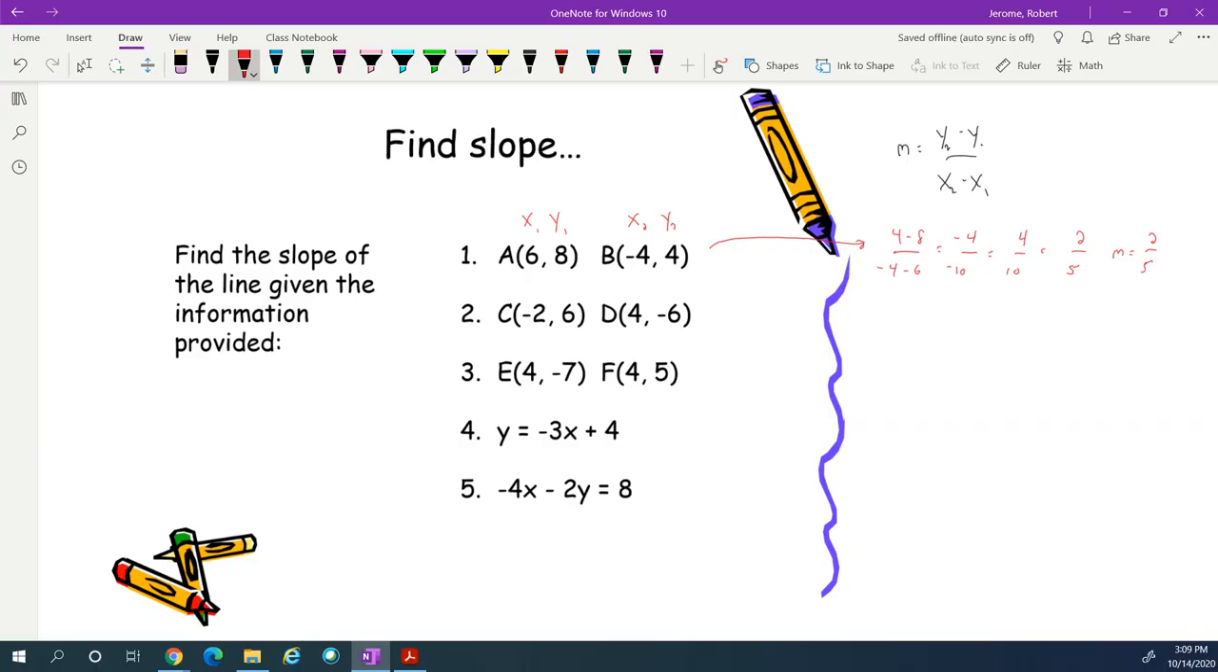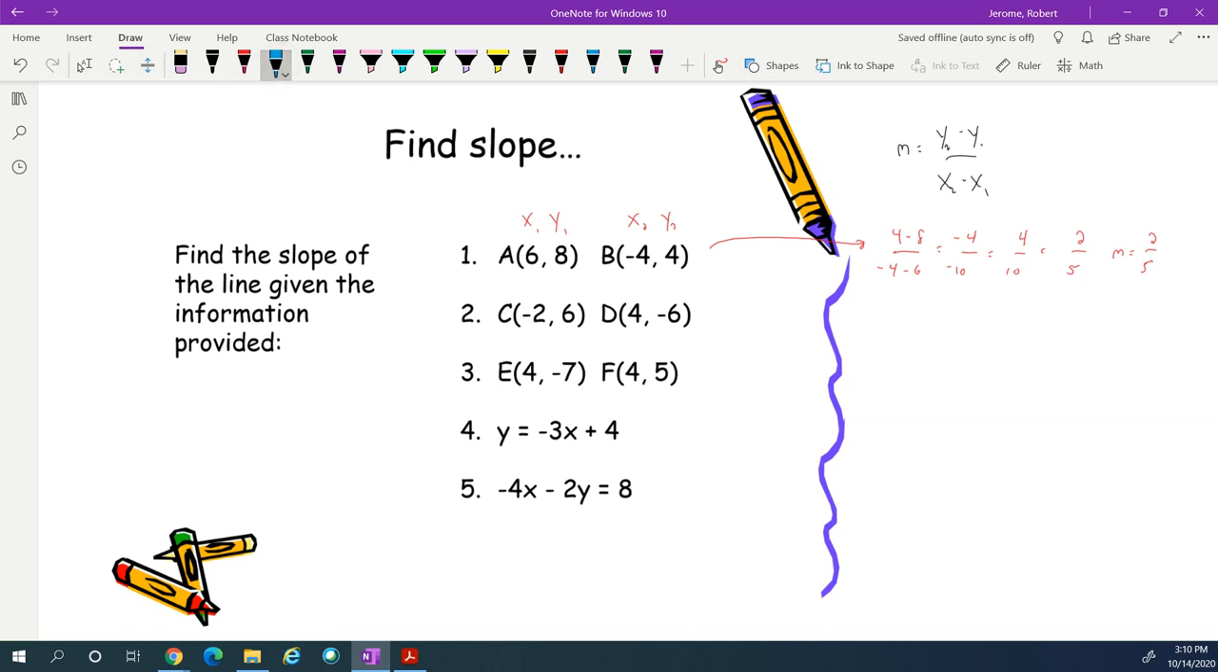Now, a slope of 1 is a 45. Rise 1, run 1. Rise 1, run 1. That would be a 45-degree angle. If it's less than 1, it's lower than a 45-degree angle. More than 1, higher than a 45-degree angle.